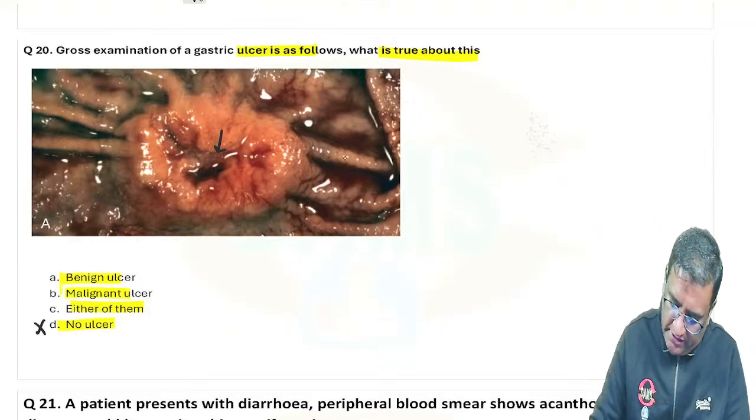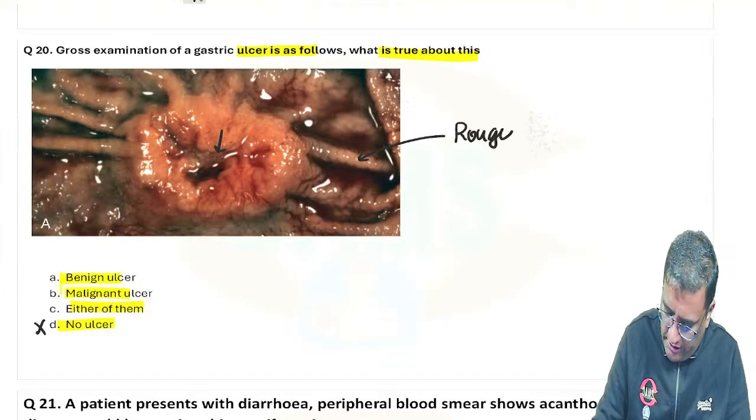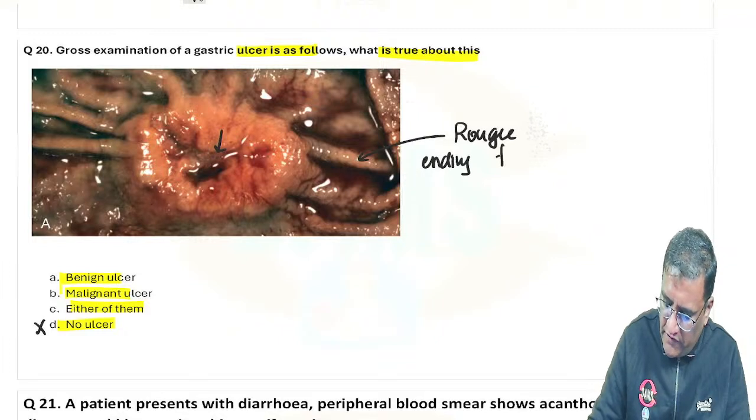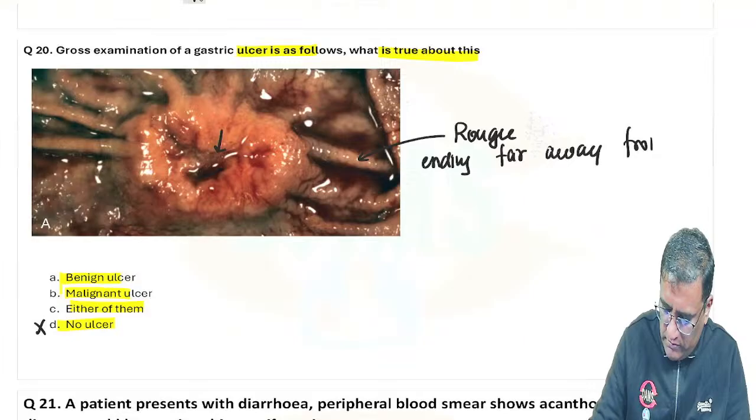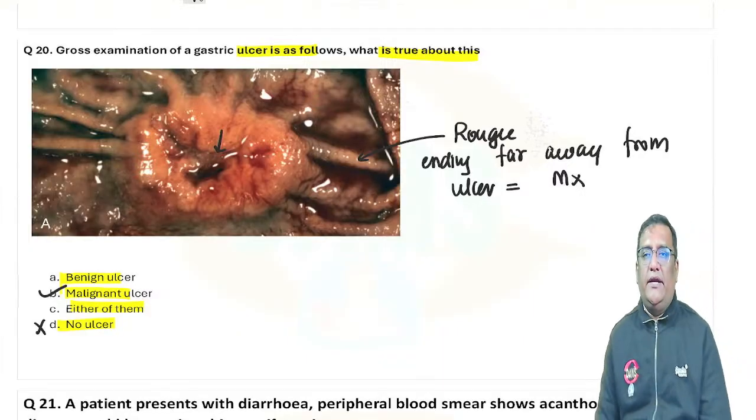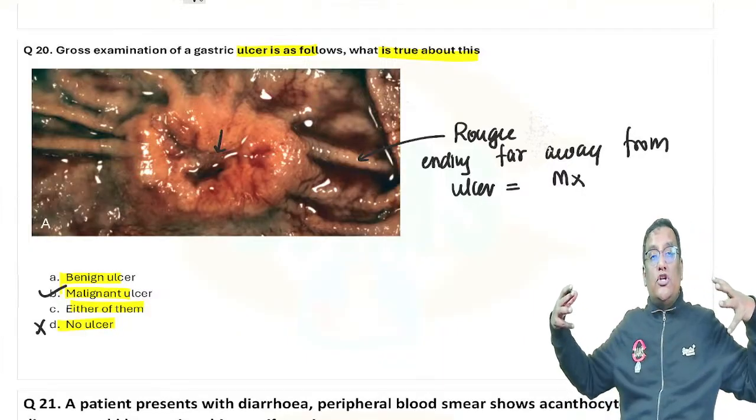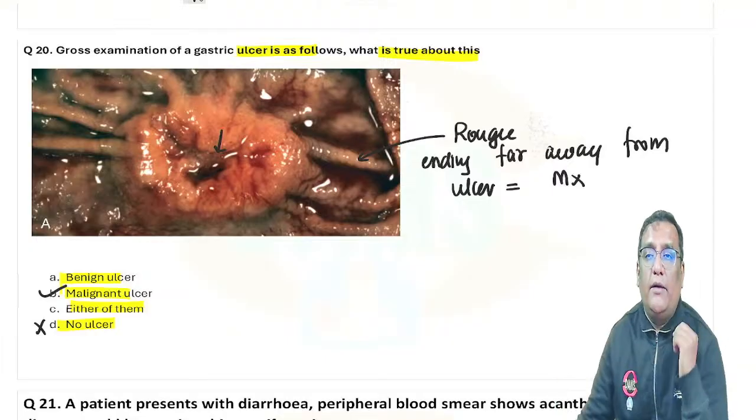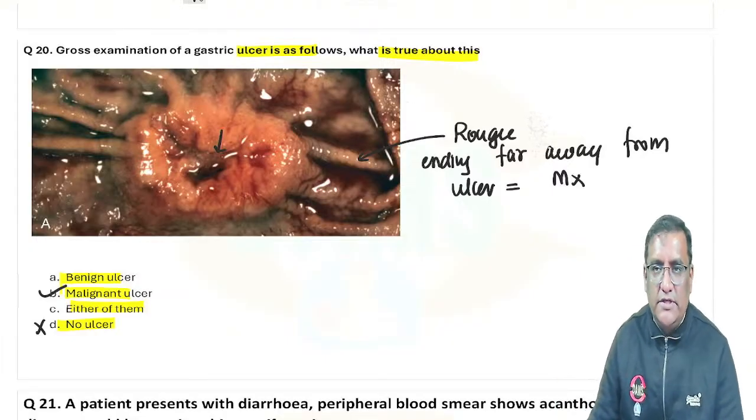And what you are seeing, these are the mucosal rugae. And mucosal rugae are ending far away from the ulcer. Far away from ulcer. That is why it is a malignant ulcer. Option B, malignant ulcer. Benign ulcer, the mucosal rugae will extend all the way up to the ulcer, isn't it?